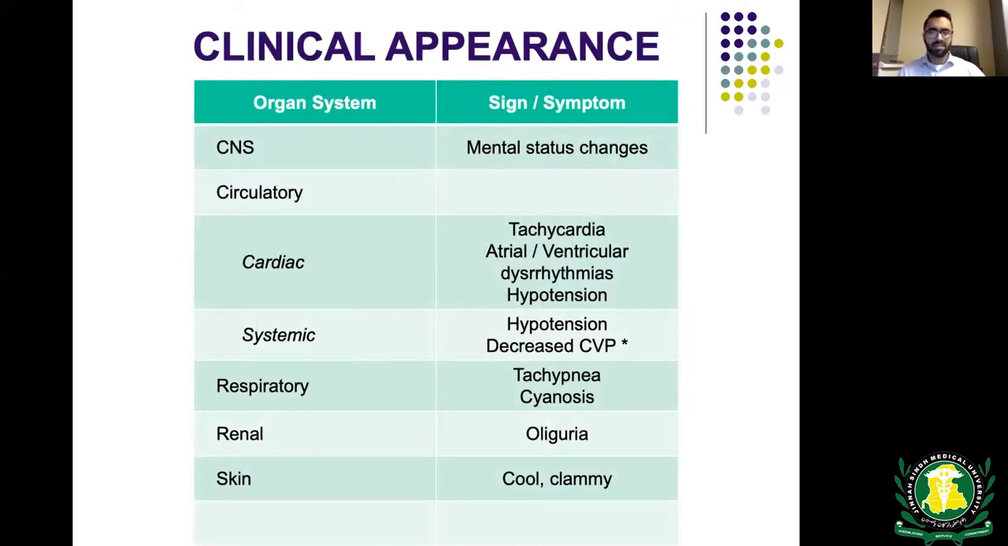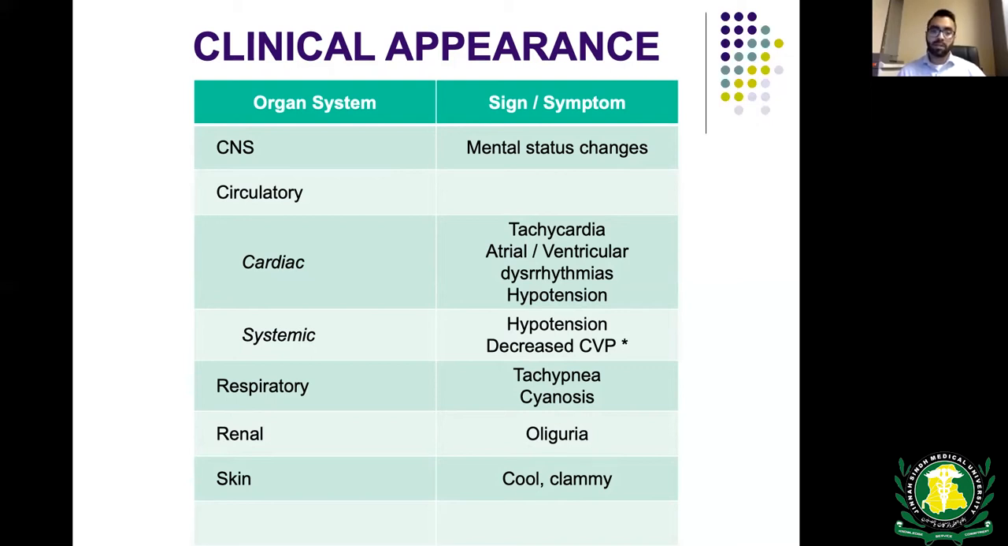So clinical appearance really depends on various organ systems that are involved. And the underlying mechanism is, again, decreased perfusion. So we talk about the central nervous system. Decreased perfusion to the brain leads to altered mental status, lethargy, dizziness. Circulatory system or the cardiac level, because of cardiac compensatory mechanisms, you can have tachycardia. And arrhythmias can also be induced, both atrial and ventricular. At the systemic level, you will have hypotension, decreased venous pressure.